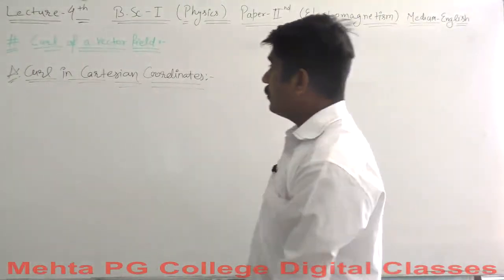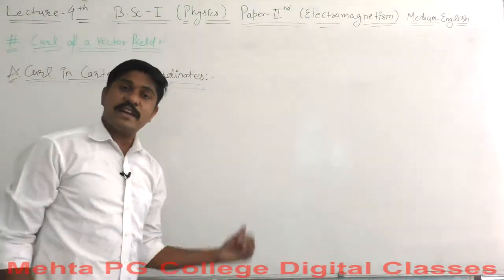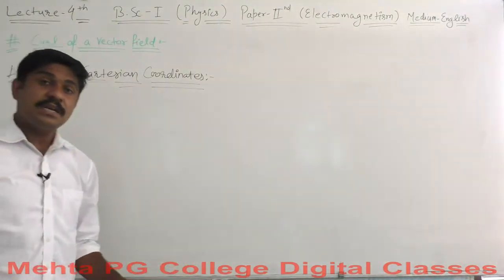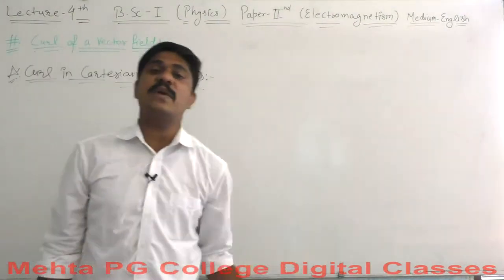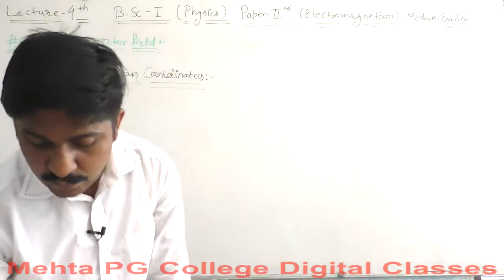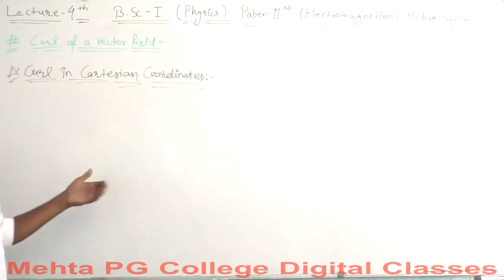Okay, so now we will talk about curl in Cartesian coordinates. Again, remember the Cartesian coordinate representation is for the axis x, for the axis y, and for the axis z. So let's get started here. So what is the curl in Cartesian coordinates?